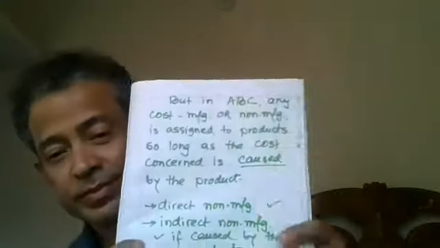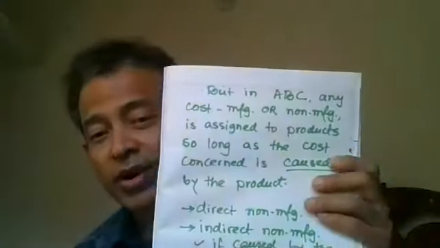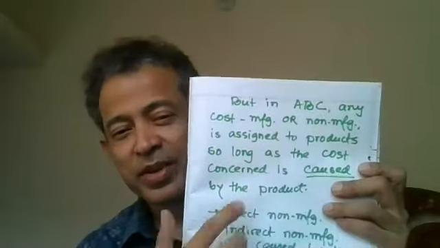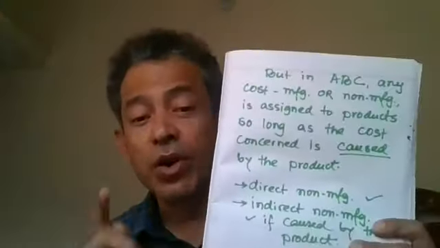Because in order for us to sell that product, we need to have these activities. Because sales doesn't end at the checkout. All right. So in ABC, what do you do? Any cost, read this, any cost, manufacturing or non-manufacturing, see the "or", is assigned to products so long as the cost concerned is caused by the product.